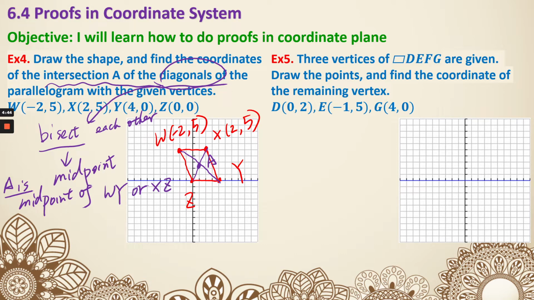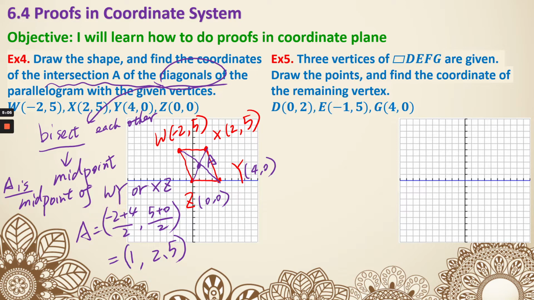For WY, I forgot to put my Y is 4, 0, and W is negative 2, 5. So WY, negative 2 plus 4 over 2, or 5 plus 0 over 2. That is going to be 1 and 2.5. If you actually want to use XZ, that's going to give you the same thing. So that is example 4.